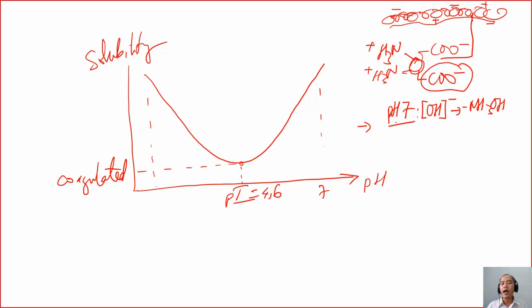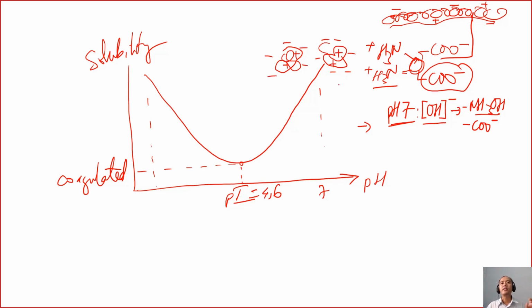Let me explain again. At pH 7, at high pH, then we have more hydrogen group. Then the amino plus here is now neutralized, but the carboxyl is not neutralized. Then here you have a protein which has more negative charge than positive charge.